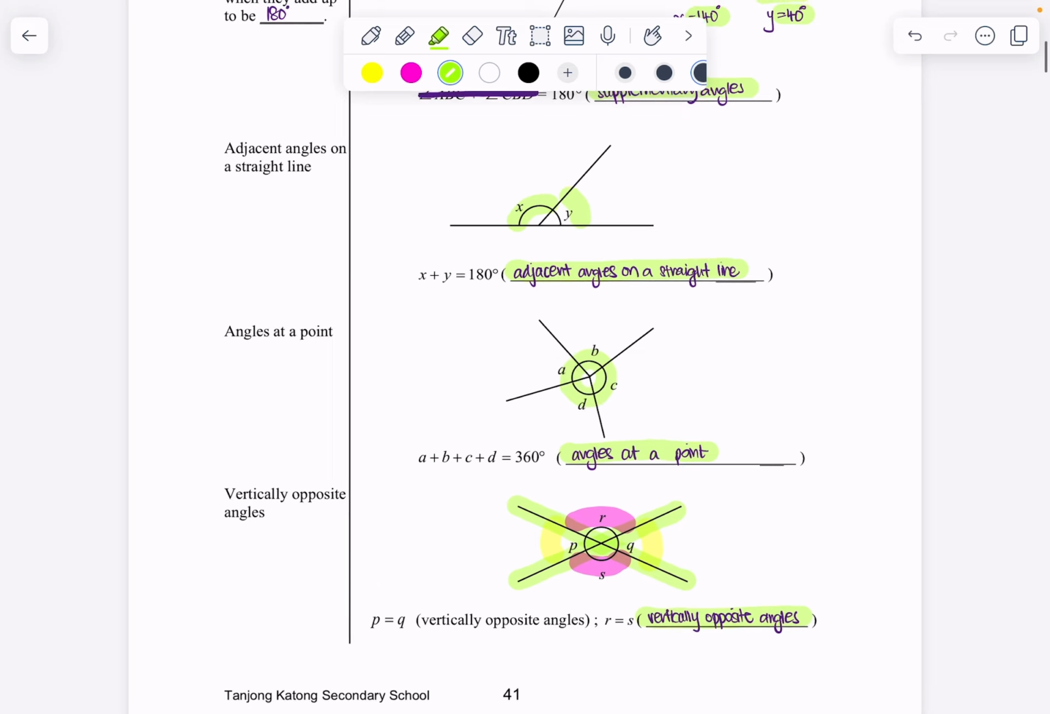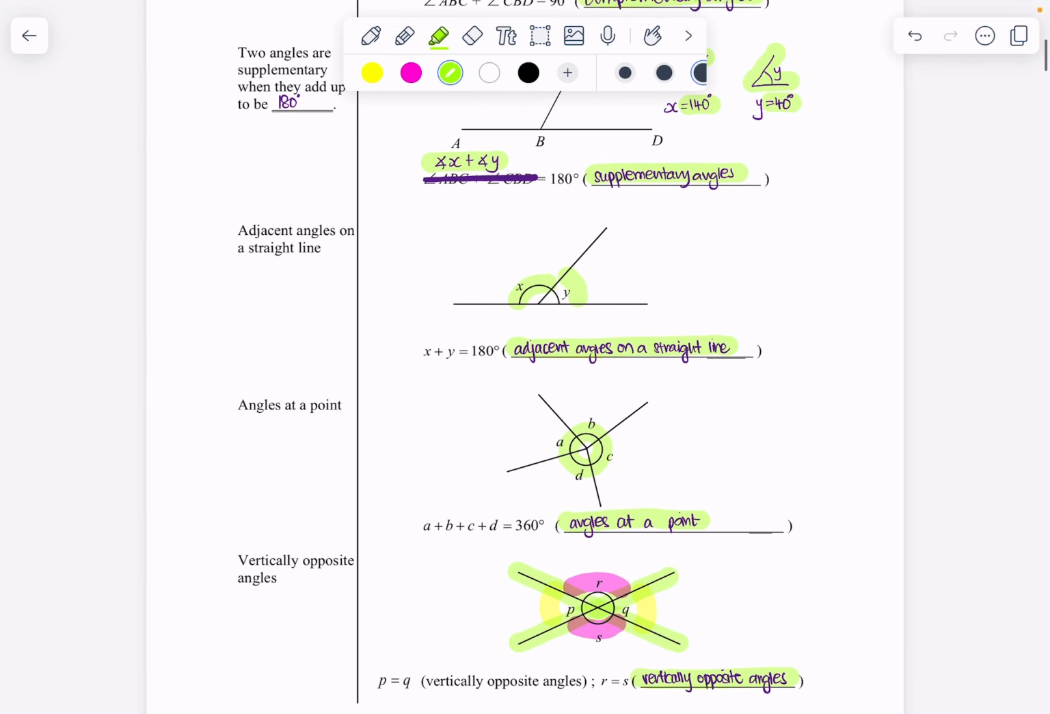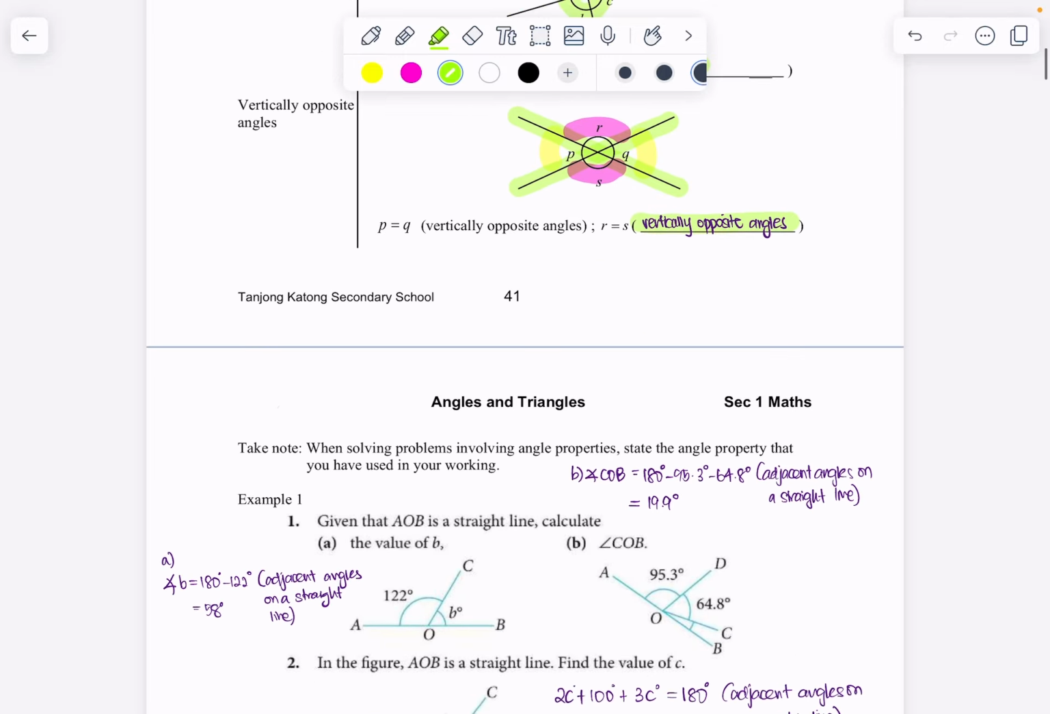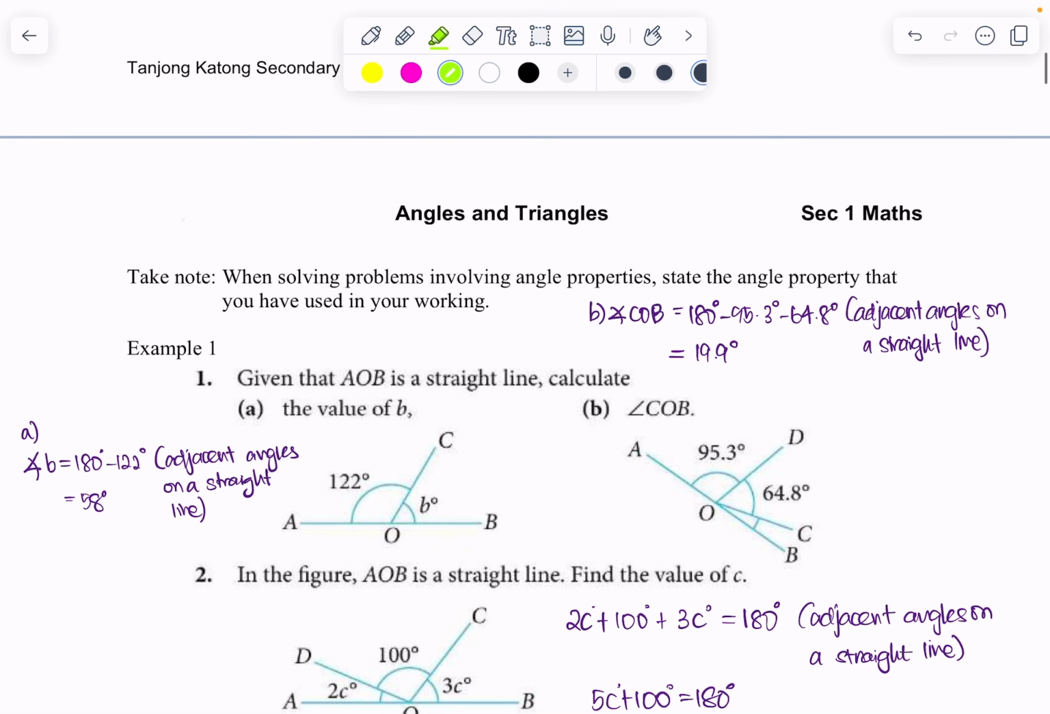Now you will see that whatever reasons we have written down in brackets are the reasons we will need to write down as part of our working when we are solving a question as well. So it's important that you identify the correct property, and this would be part of your working when you are doing questions on finding unknown angles. So let us look at how a question would look like. So let us turn to page 42 and look at example 1.